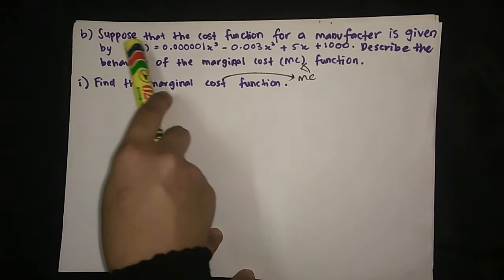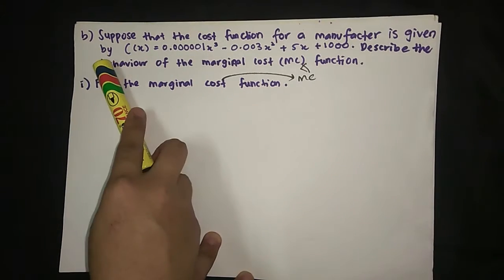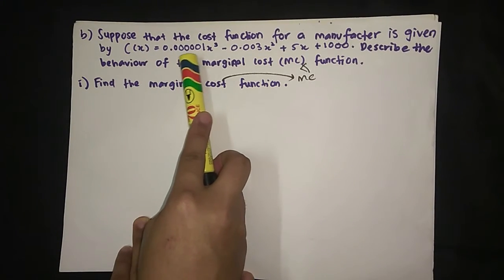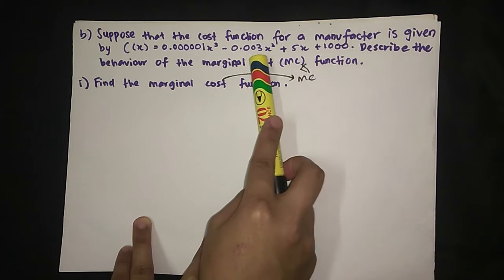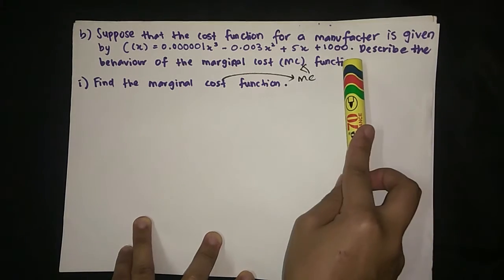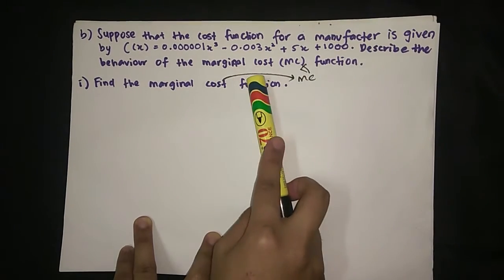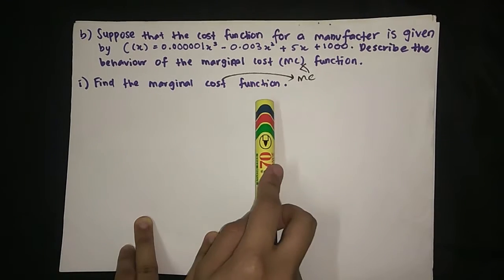Okay, question B. Suppose that the cost function for a manufacturer is given by 0.00001 x cubed minus 0.003 x squared plus 5x plus 1000. So describe the behavior of the marginal cost function, MC function. Number one is find the marginal cost function, which is MC.